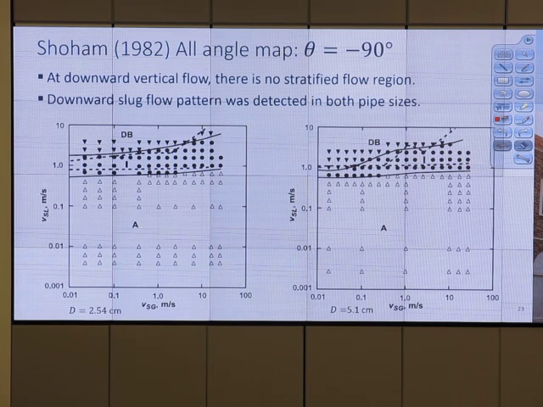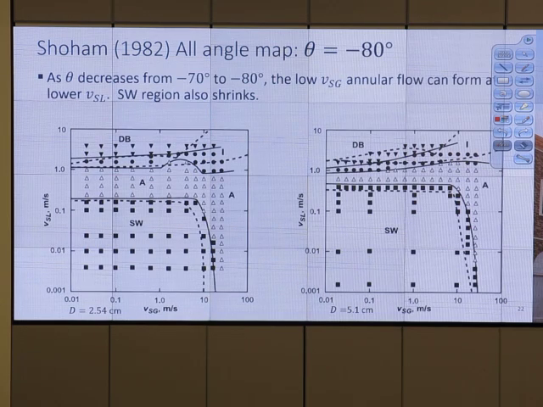So if I show you this graph and tell you that it's for 1 inch and water, you should be able to tell right away that this is minus 90, because it's so unique. It doesn't have stratified wavy anymore. You cannot have stratified wavy when you go 90 degrees downward, because there cannot be separation on one side of the pipe. In the book, there's a discussion that it can happen, but it's not quite realistic. It depends on the inlet condition. If we start with flowing water in the middle, we can have water in the core, but that's not what they observe in the field.